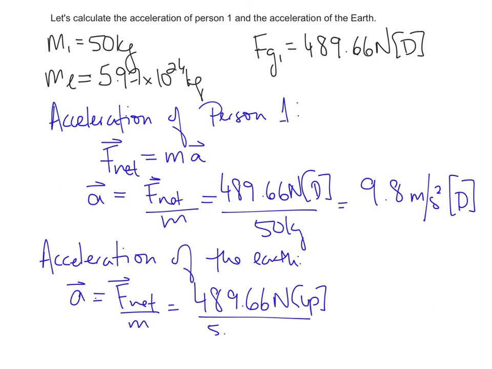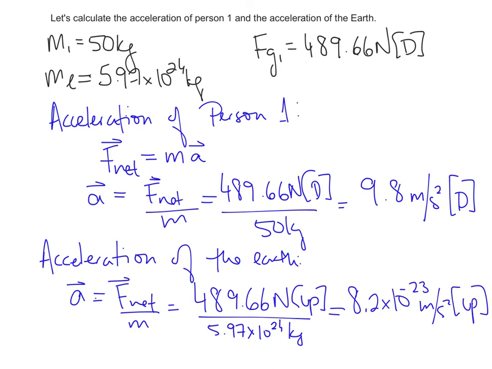over the mass of the Earth, which is 5.97 times 10 to the 24 kilograms. And that gives you 8.2 times 10 to the negative 23 meters per second squared up. So substantially smaller than 9.8 meters per second squared. And that has to do with the relative size of the Earth to a person in this case.